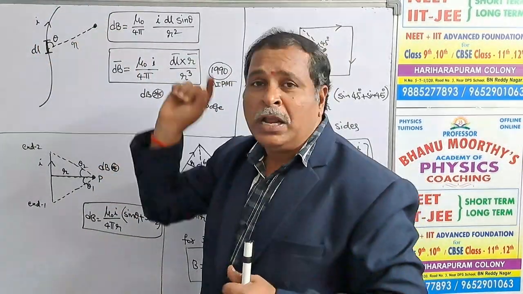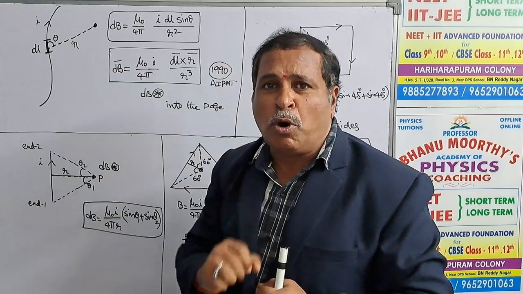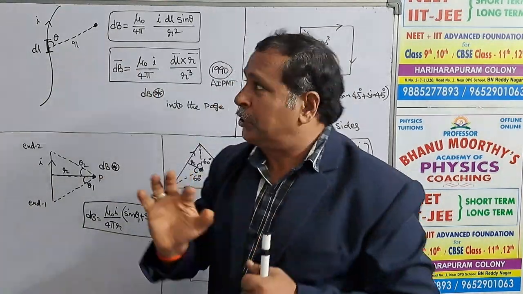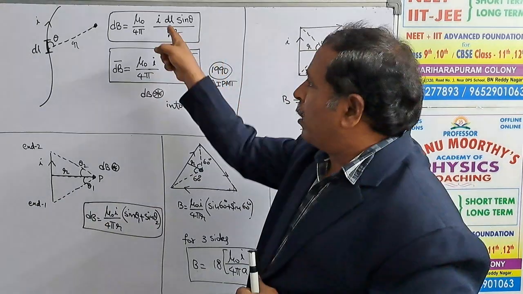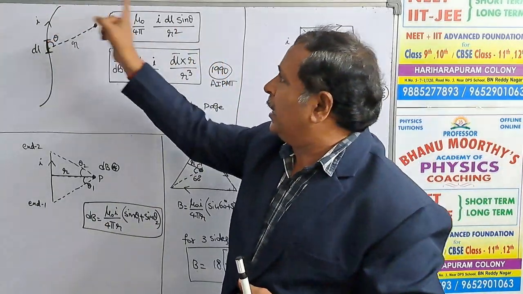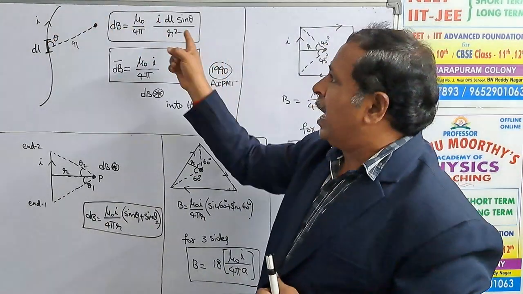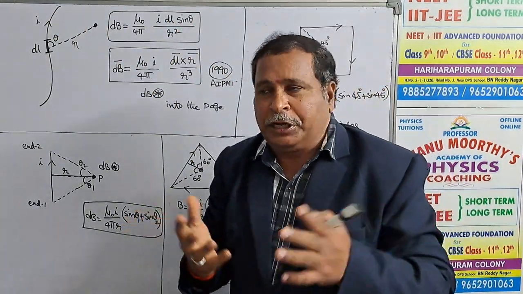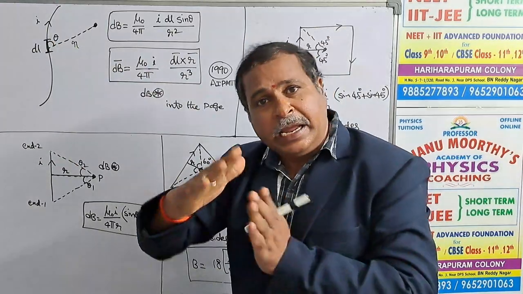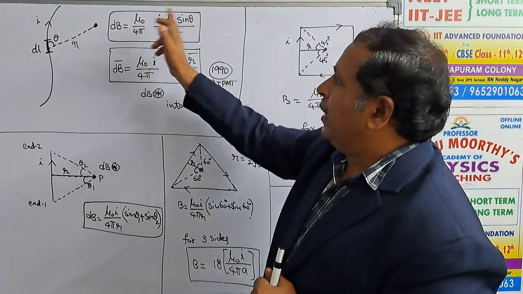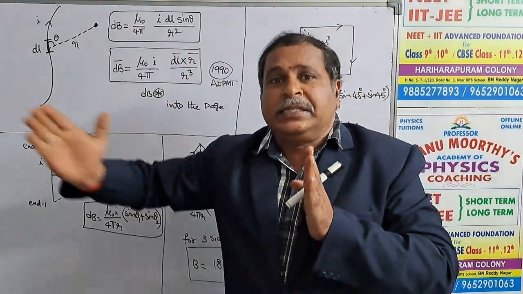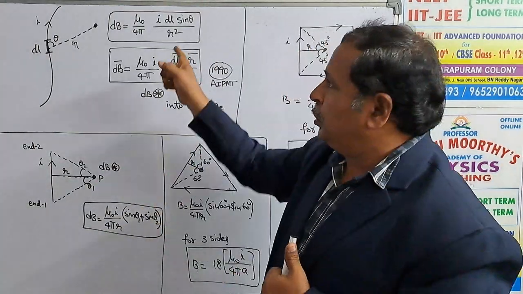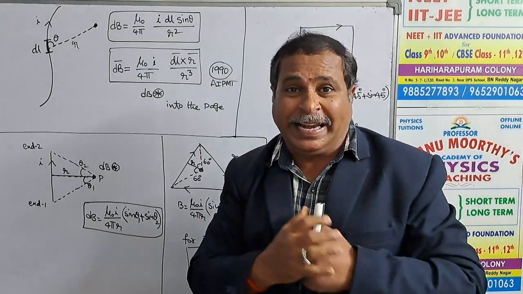In this magnetic field, a point is considered at a distance r. At this point, the magnetic induction depends on 4 factors. As the strength of the current increases, magnetic induction increases. As the length of dl increases, the induction increases. As the sine of the angle increases, B increases. And as the distance from the conductor increases, the induction reduces. So this is the Biot-Savart law, the magnitude of magnetic induction.